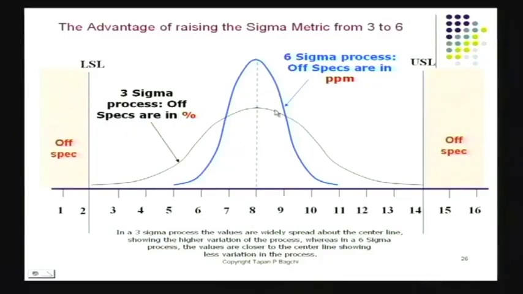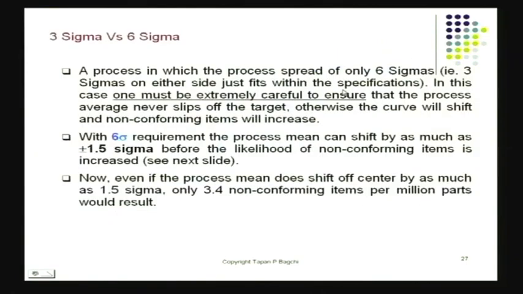Compare that to the blue curve. The blue curve is a 6 sigma process. It will actually have a tiny amount, this blue tail going beyond it, but that will be at the level of parts per million. So in fact, a 3 sigma process will have off specs at percent level, and a 6 sigma process will deliver material that will really be off spec at parts per million level. That's a pretty good level of quality. So again, I've given you some other details of what is the impact of going to 6 sigma.